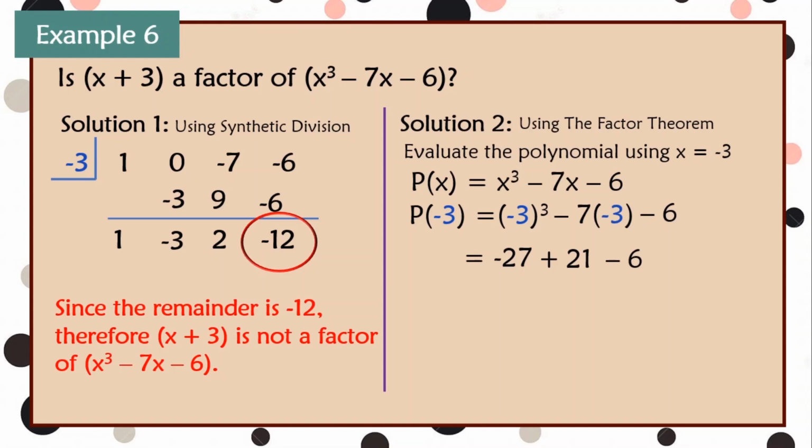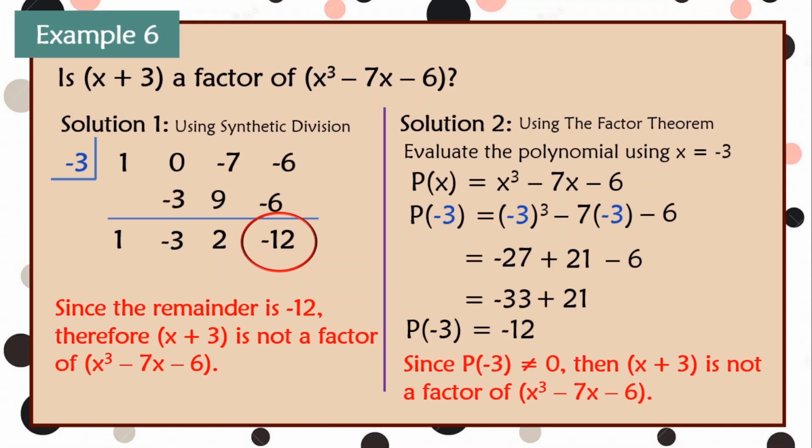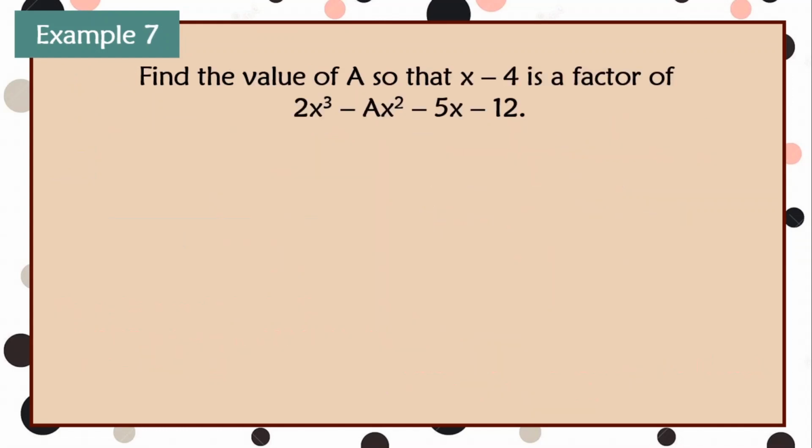Negative 27 plus 21 minus 6. So we have negative 33 plus 21. That is from negative 27 minus 6. Negative 33 plus 21, that is negative 12. So therefore, the value of p of negative 3 is not equal to 0. Then x plus 3 is not a factor.